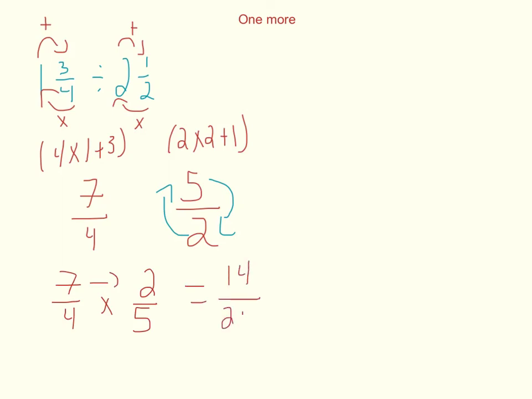Our last step just says to convert it into lowest terms, and all we can do for that is divide it by 2. So our final answer is going to be 7 over 10.